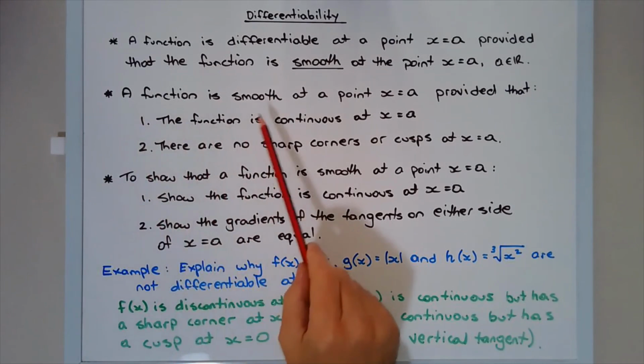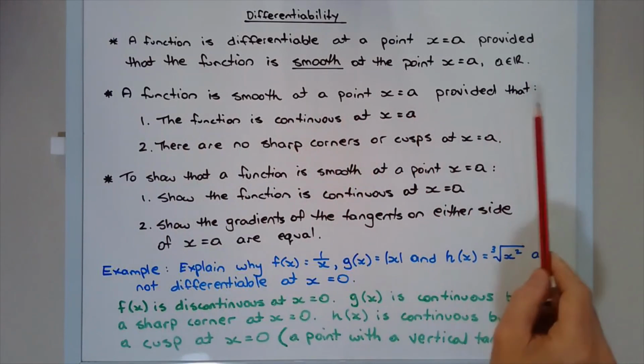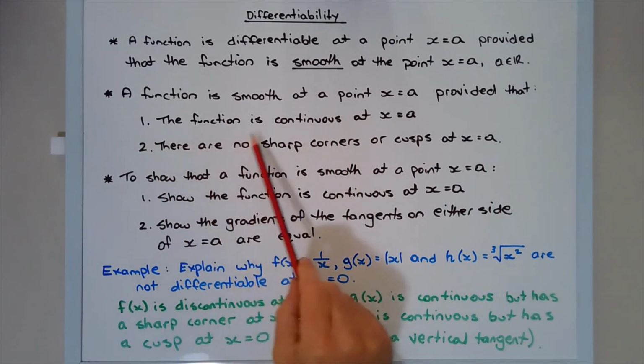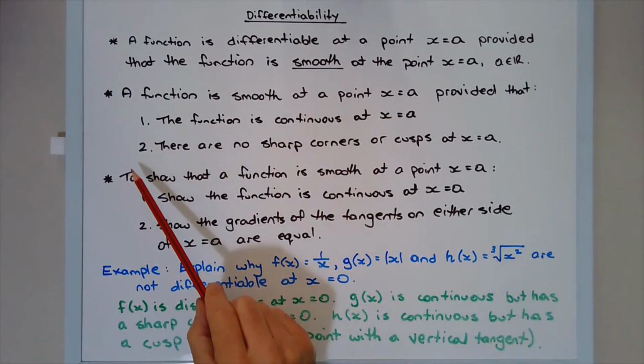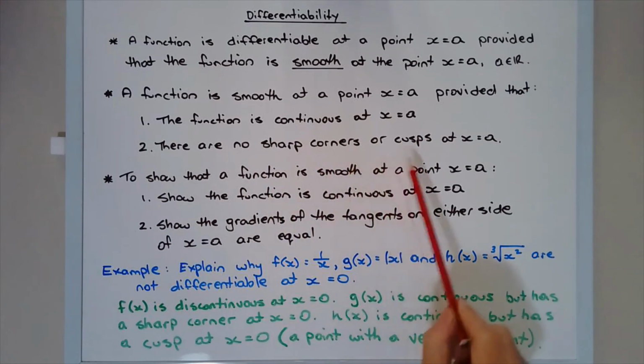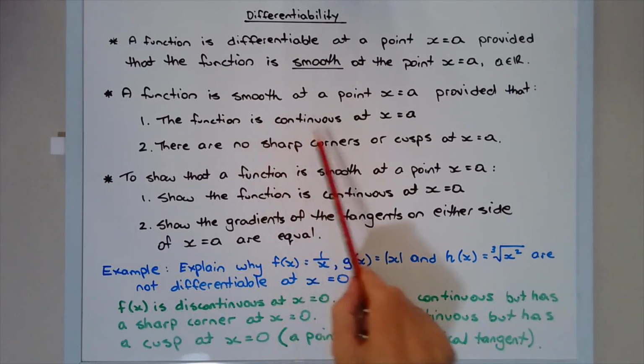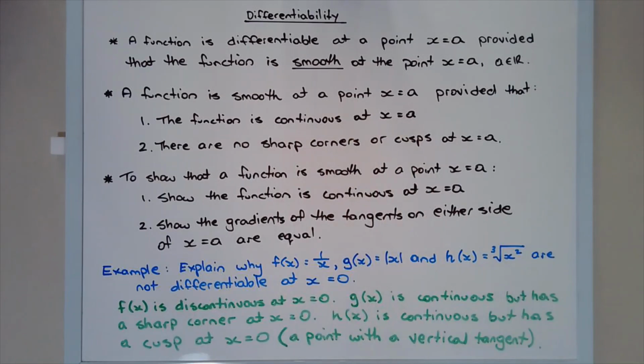A function is smooth at a point x equals a, provided that, number one, the function is continuous at x equals a, so there are no breaks or gaps, and number two, that there are no sharp corners or cusps at x equals a. Now, if a function is continuous at x equals a, that does not necessarily mean that the function is smooth. However, if a function is smooth at x equals a, or any particular point for that matter, then that does imply that the function must be continuous at that point.